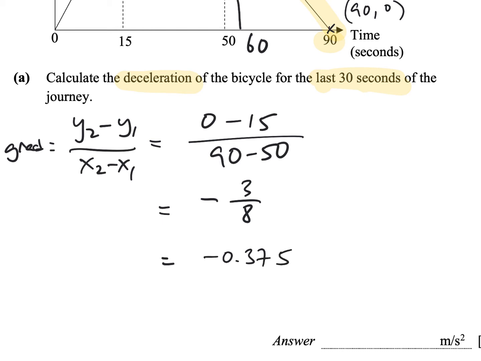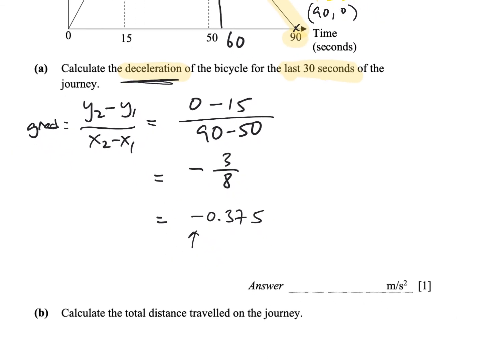The thing is this is negative. Why is it negative? It's because it's decreasing, because it's deceleration. But since the question asks for the deceleration itself, and the word deceleration already suggests a negative sign, because the negative sign tells us it's slowing down, I don't have to take into account the fact it is slowing down. So I can just go ahead and drop the negative sign and just write 0.375.